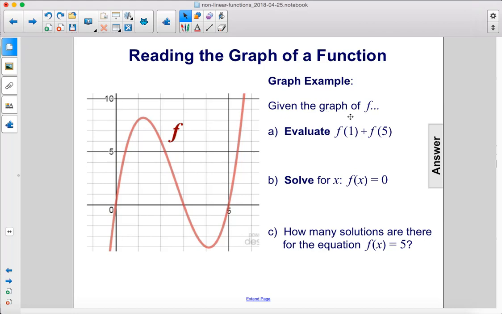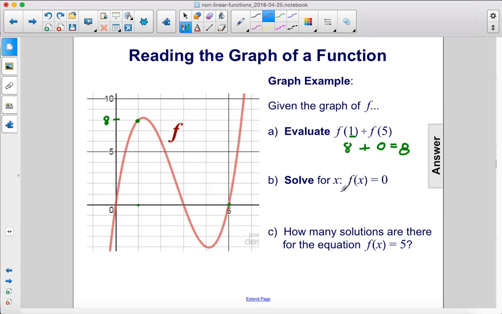Given the graph of f, evaluate f of 1 plus f of 5. Alright, so f of 1 is when x equals 1. That's here. And that point is up here at 8. So f of 1 is 8. F of 5 is 0 because the y value here is 0. So 8 plus 0 equals 8.